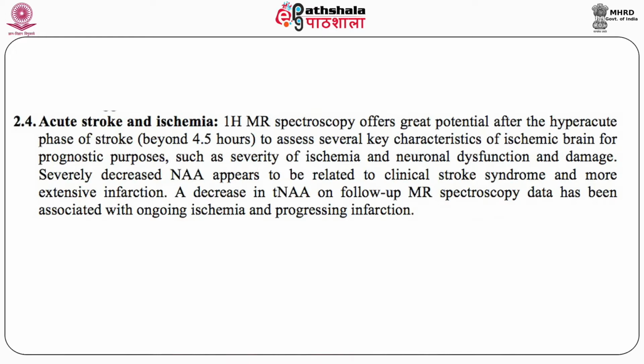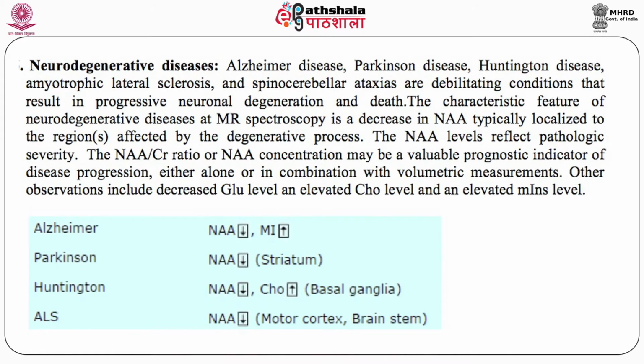Now let us discuss the role in neurodegenerative diseases. Alzheimer's, Parkinson's, Huntington's disease, amyotrophic lateral sclerosis and spinocerebellar ataxias are debilitating conditions that result in progressive neuronal degradation and death. The characteristic feature of neurodegenerative diseases at MRI spectroscopy is a decrease in NAA, typically localized to the region or regions affected by the degenerative process.